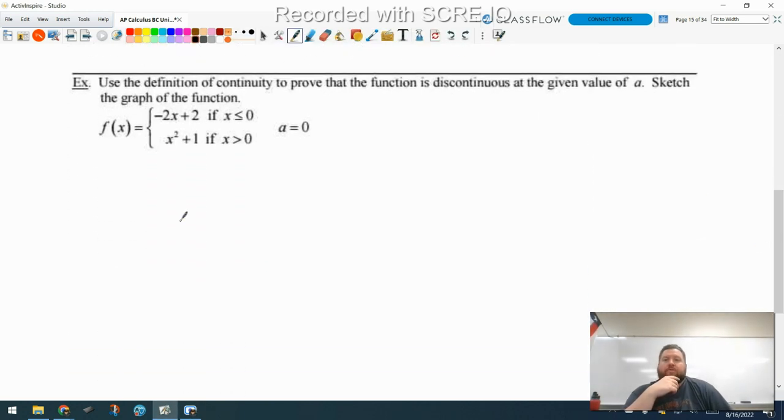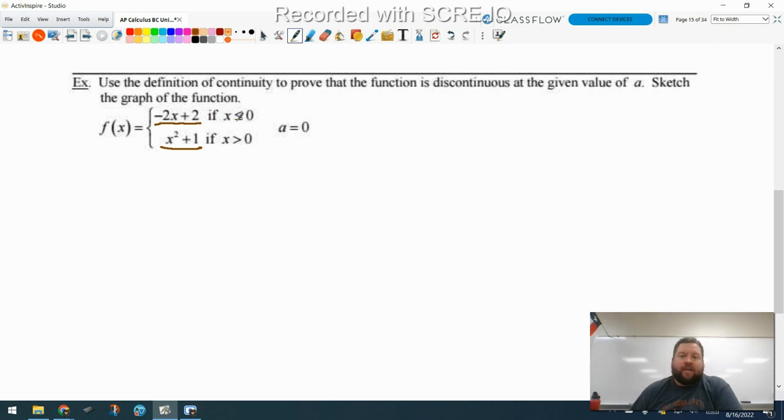All right, next problem. Use the definition of continuity to prove that the function is discontinuous at the given value of a. When I start looking at this and thinking about what could make this not continuous, well, this is a linear function, and linear functions are always continuous. This is a quadratic function, and quadratic functions are always continuous. So the only place these could be discontinuous is if they don't attach to each other at the point 0.